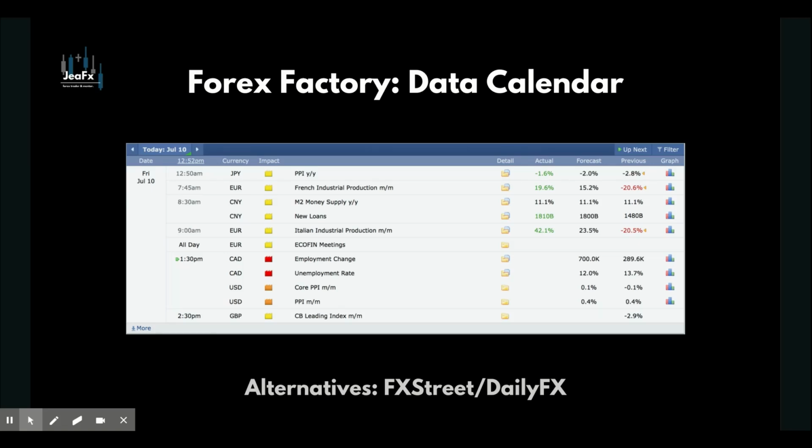Personally, I filter out everything except for the red, the high impact data, because everything else doesn't have too much of an effect on the market. And I don't really want to cloud my mind and confuse myself with this low and medium impact data. So Forex Factory for me is the best. Alternatives are FX Street and Daily FX.